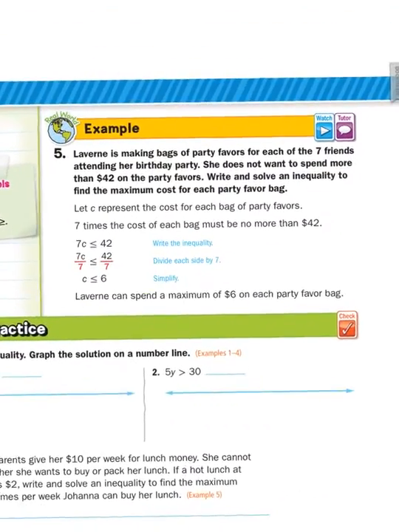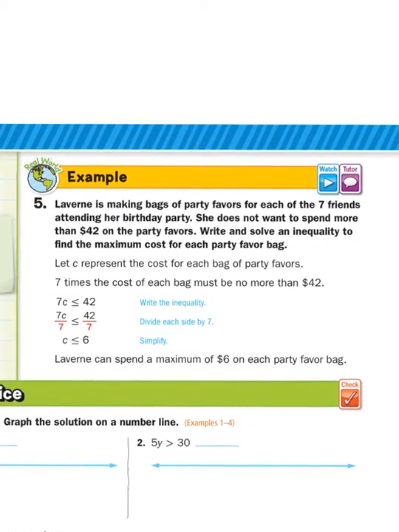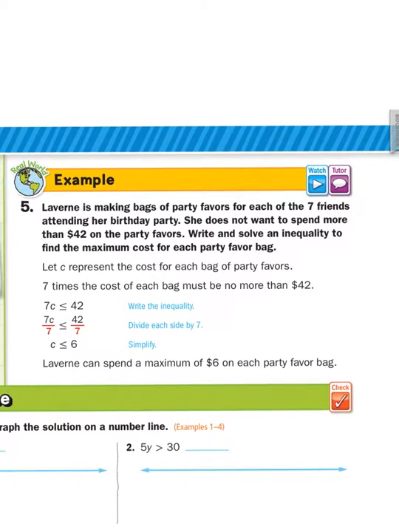Okay, so let's show you how this works in a real world link. It says, Laverne is making bags of party favors for each of the 7 friends attending her birthday party. She does not want to spend more than $42 on her party favors. Write and solve an inequality to find the maximum cost for each party favor bag.